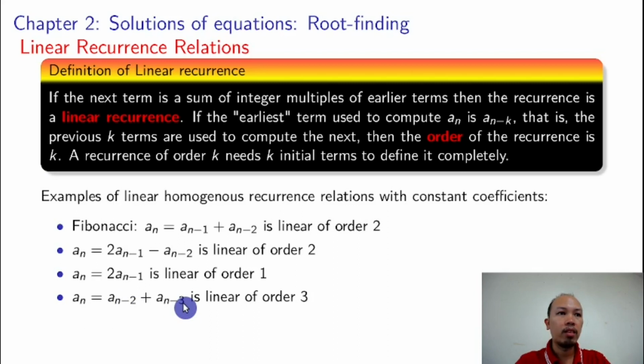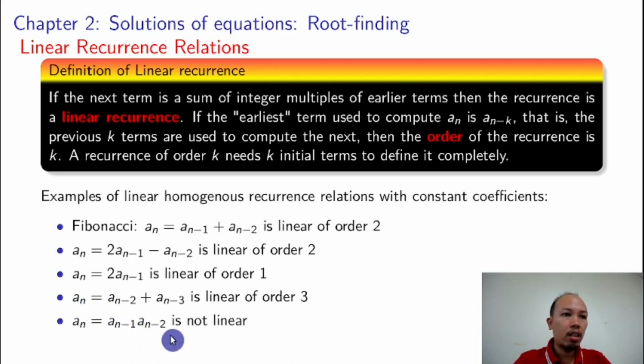It says here a recurrence of order k needs k initial terms. So in this example, you will need 3 initial values before you are going to evaluate a sub n.